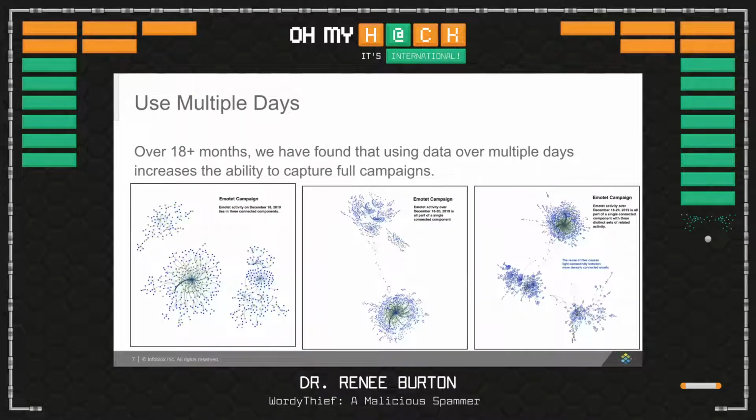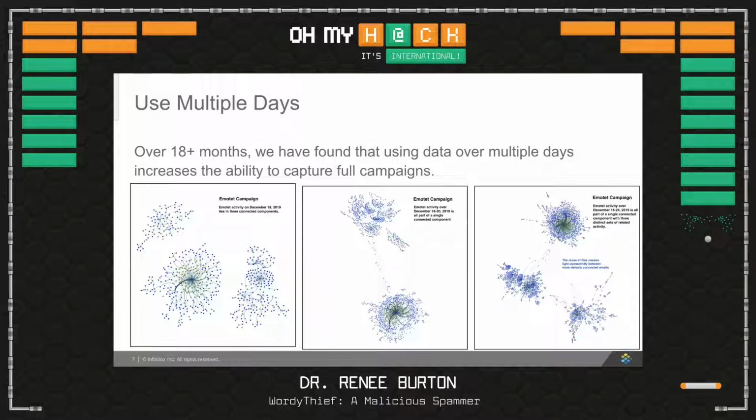Okay. We can also find that we need to use multiple days in order to really see information over time. What we find here in these three pictures is, if we just look at one day of activity, December 18th for this data set, and I'm just looking at Emotet here, we see that Emotet is broken into three distinct clusters. That's very common for Emotet behavior.